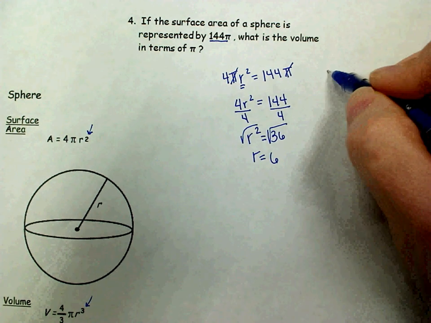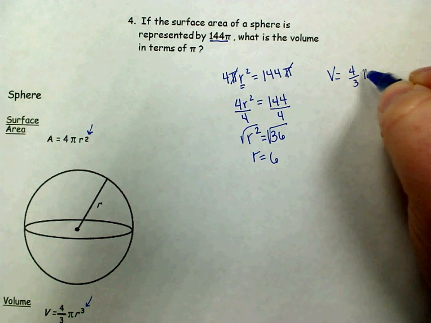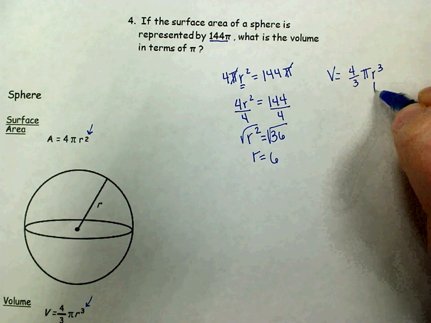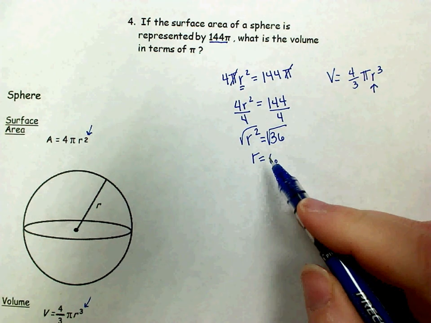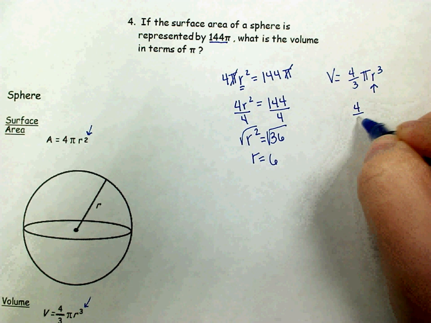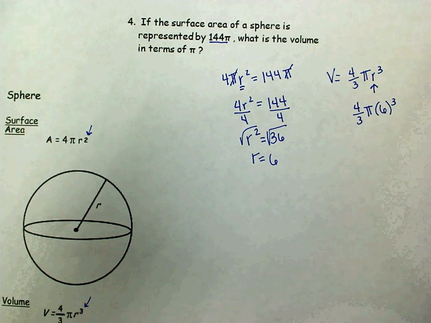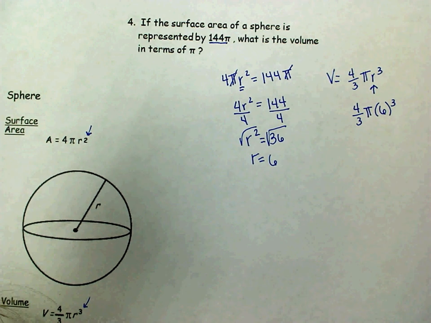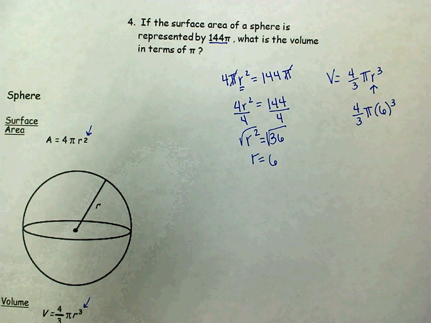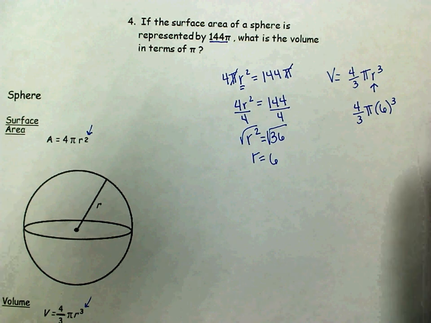So now I'm going to use my volume formula, which is 4/3 pi r cubed, and I know what to put in place of the r now. It is my radius of 6. So I'll have 4/3 times pi times 6 cubed. So 6 cubed is, I believe, 216. Yes, and then we're multiplying that by 4/3. And it is a whole number.